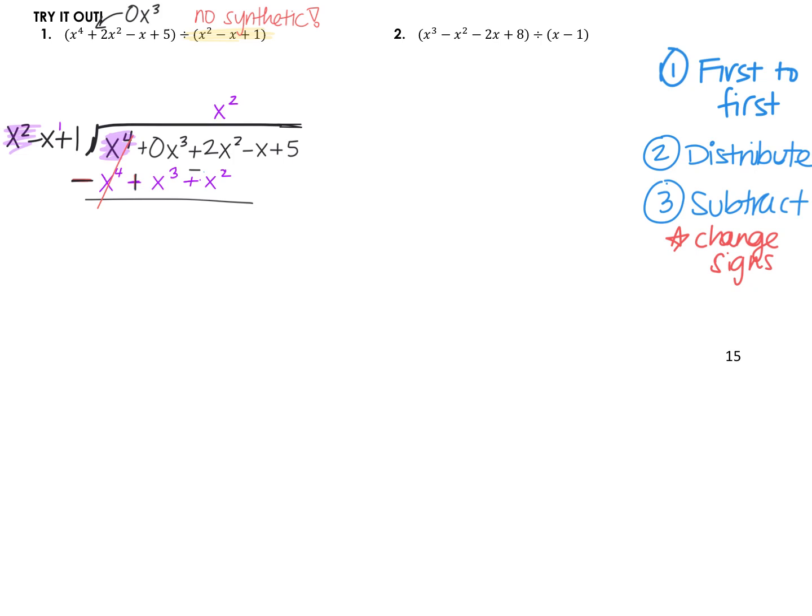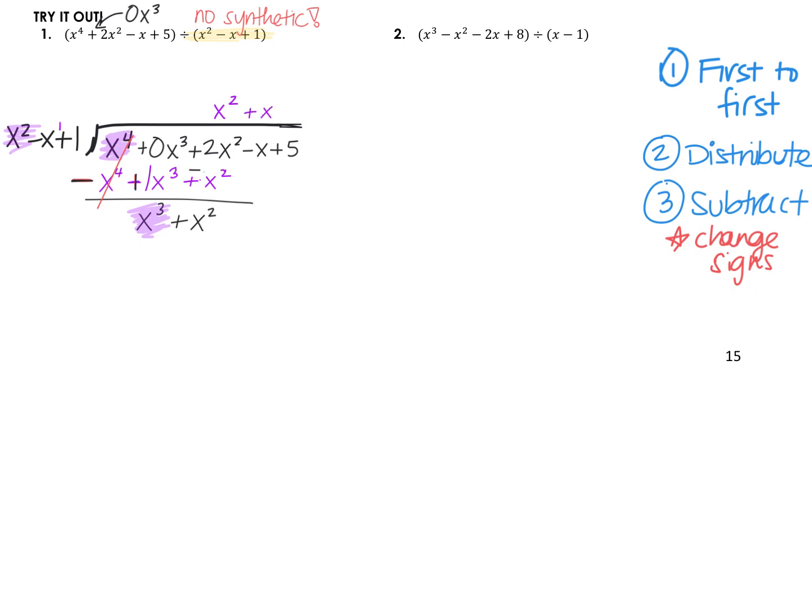So 0x squared plus 1x to the 3rd. That is now 1x to the third. And then 2x squared minus 1x squared, so you've got just x squared, or 1x squared, if you want to do that. Okay, now you're comparing first to first again. x to the second times what would give me x to the third? x. Okay, so that goes up top.